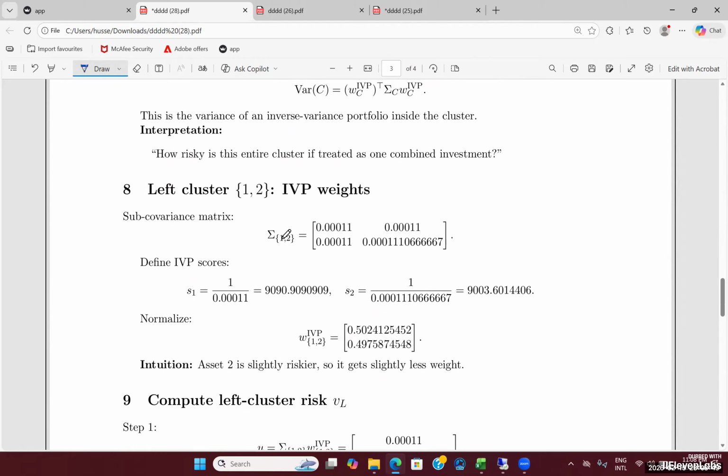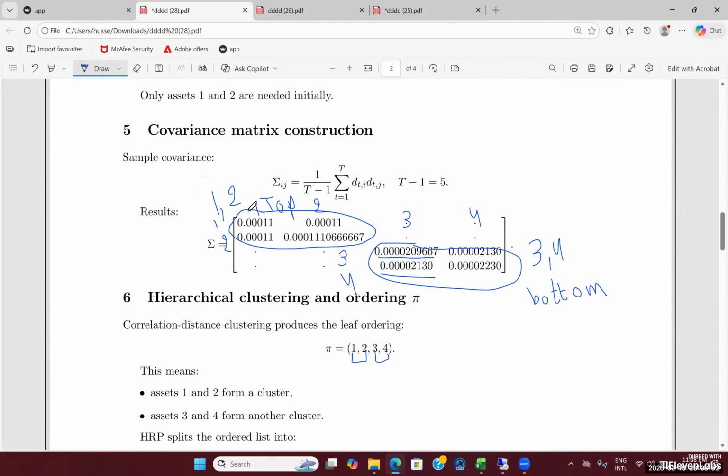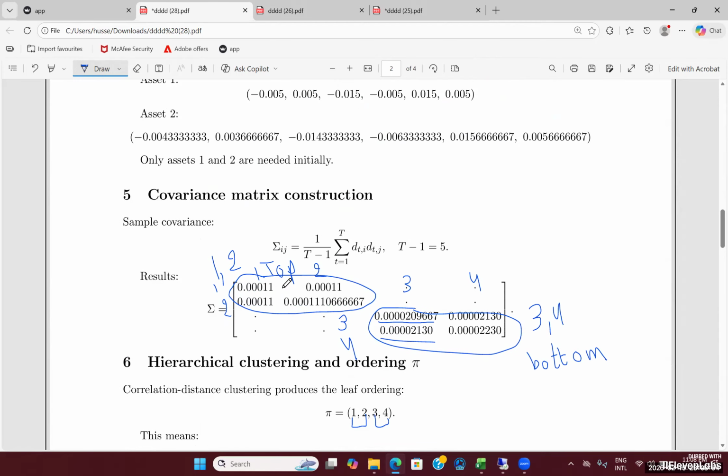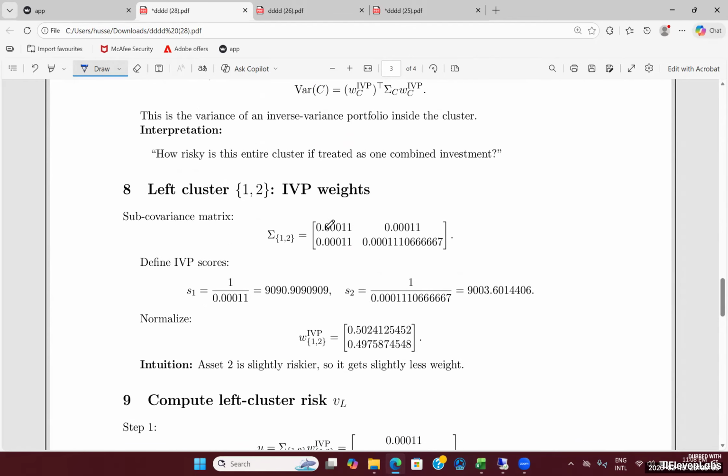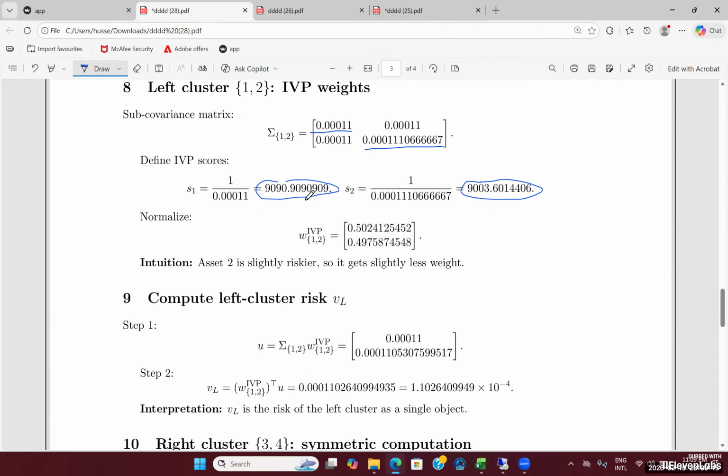So, for instance, considering our initial portfolio, we're looking at this subcovariance matrix that exists between asset number 1 and asset number 2. We then bring this matrix down to this position here. Following that, we'll invert the variance associated with the first asset, which is represented by this numerical value, and similarly, we'll also invert the variance of the second asset, which corresponds to this other value. So, we calculate this value for the variance of our first asset, and then this other value represents the inverted variance for the second asset.